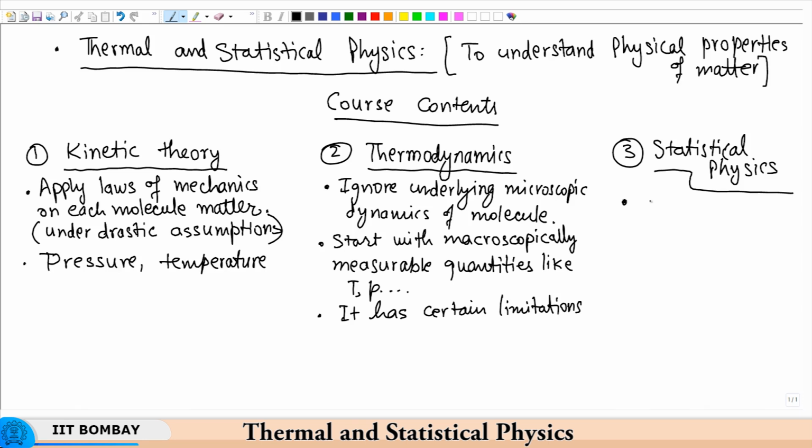And the starting point of statistical mechanics is basically, I will just write one word, entropy. So you start with entropy and derive all the physical properties of matter like temperature, pressure, heat capacities and all those things. And it turns out the formulation of statistical mechanics can be applied to all phases of matter. So this is almost the complete theory that we have if we want to understand matter.